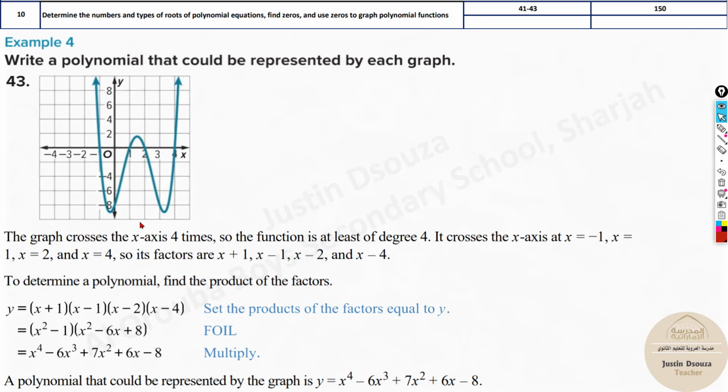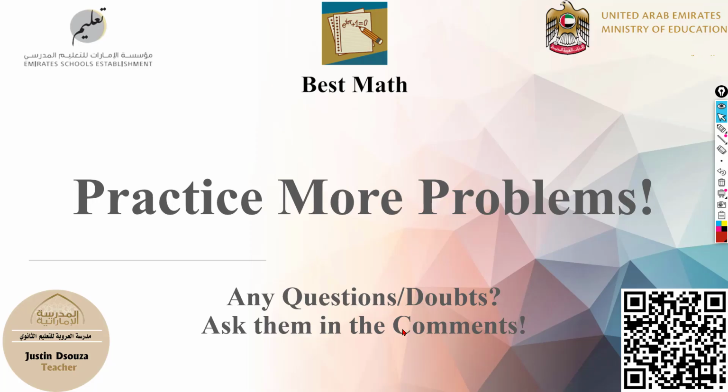So make sure you understand the number of solutions. The degree must be at least the number of solutions. 4 times it passes the x-axis, which means there must be at least degree 4. Write the factors out and multiply, and you'll get the answers. Please try practicing more and more problems.